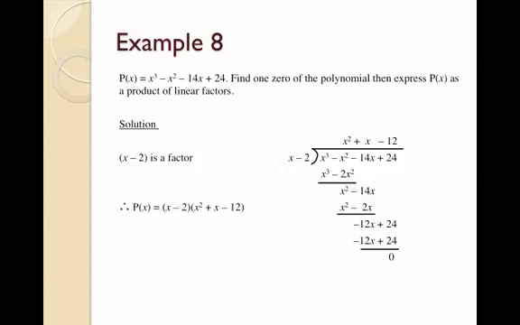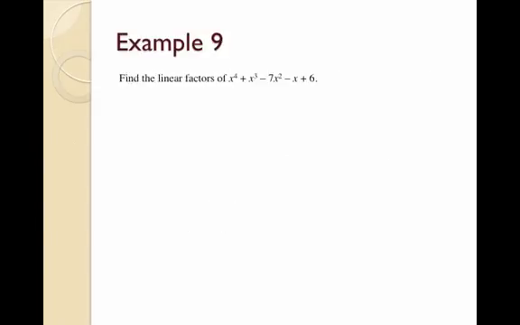This means that p of x can be written as x minus 2 times my quotient, x squared plus x minus 12. But this second quotient is not a linear factor. I'll have to factorize that, so I can write it as x minus 2 times x plus 4 times x minus 3. Let's try another example.